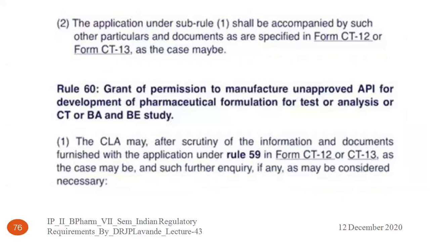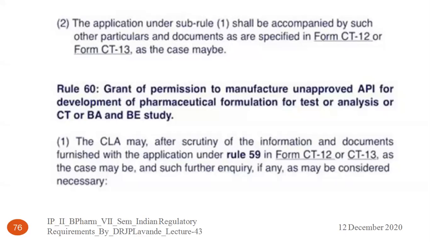Now let us see Rule number 60, what it is and what it deals with. Rule number 60 is associated with the grant of permission to manufacture the unapproved API for the development of pharmaceutical formulation for test or analysis or clinical trial or bioavailability and bioequivalence study. So Rule 60 is related with what? It is related with the grant of permission. Rule 59 is associated with the application process. Rule 60 is associated with the grant of permission in order to manufacture the unapproved API.